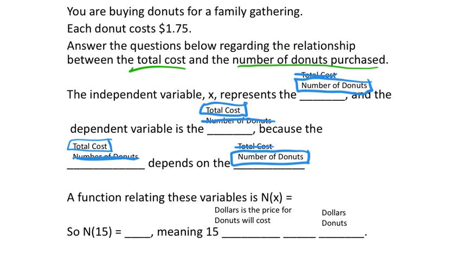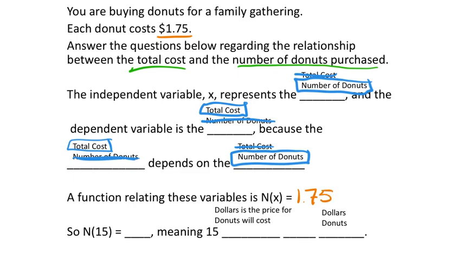Okay, so a function relating these variables is N of x equals, I guess we've got to fill in this blank right here, right? Okay, so the N is a function based on the number of donuts you purchase, and that's why they're using N instead of f. But it's a function of x. Here's the thing: we know up here at the top, you're going to spend $1.75 on every donut. It doesn't say that you get a deal for purchasing a dozen or anything like that. So I'm going to take $1.75.